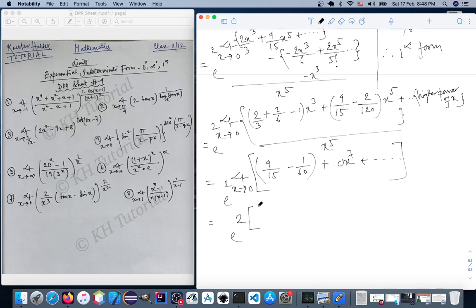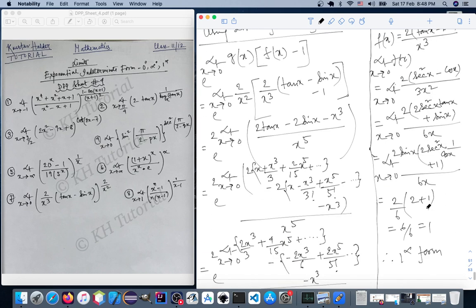16 minus 1 by 60, 15 by 60 is 1 by 4. This is e to the power half. E to the power half is the answer.